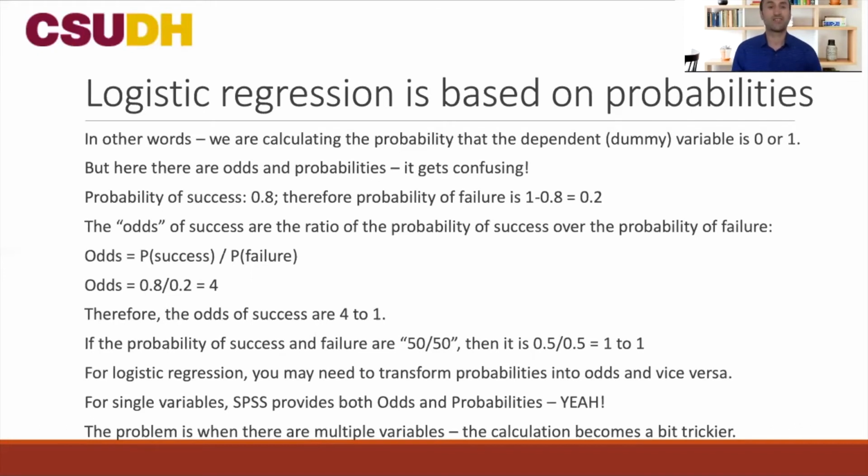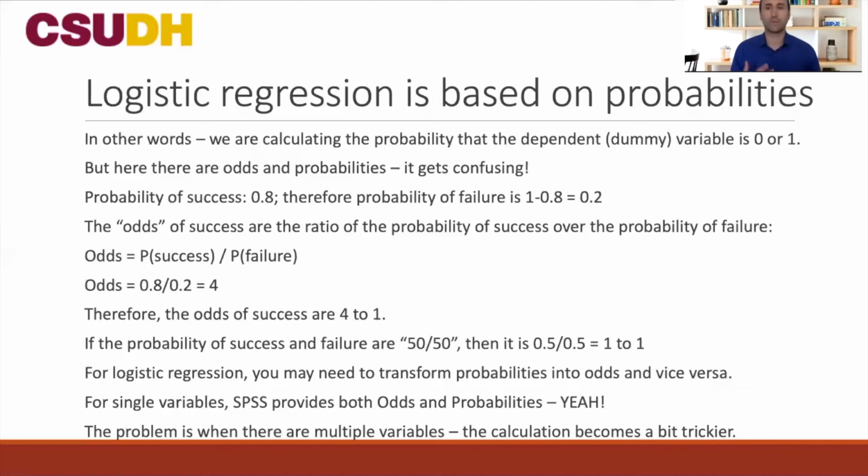But here there are odds and probabilities, which all gets very confusing. So we're thinking about the probability from 0 to 100%, from 0 to 1, of success. So let's say that the probability of success is 80% or 0.8. By definition, therefore, the probability of failure is 1 minus 0.8, which is 0.2 or 20%. The odds of a success are the ratio of the probability of success over the probability of failure. So the odds would be P success divided by P failure. The odds would be 80 over 20, or 0.8 over 0.2, which equals 4. Therefore, the odds of success are 4 to 1.